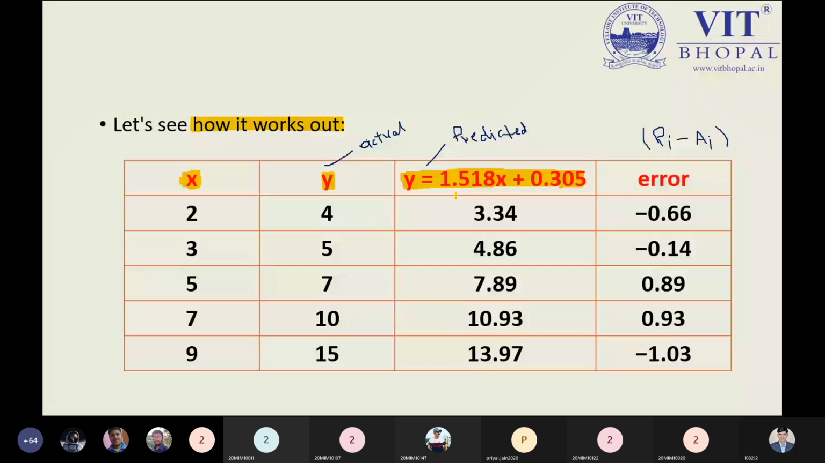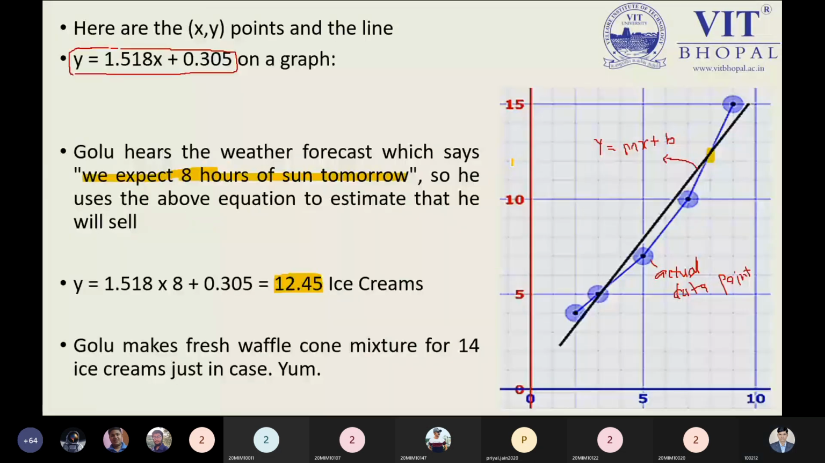Yes, sir. So after plotting the actual values of y and predicted values of y with respect to x, our graph will look like this one. Now this is the screen I am showing to all. Is the graph visible to all? Yes, sir. So what this graph contains, this graph contains two parts.